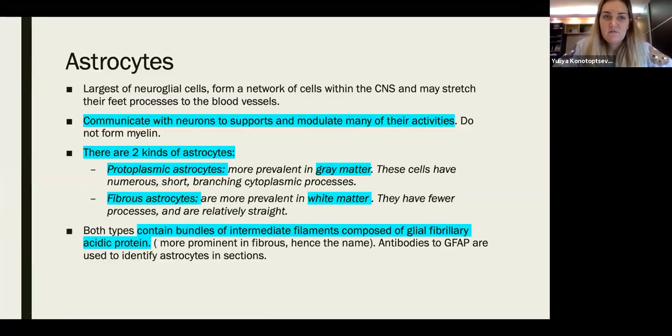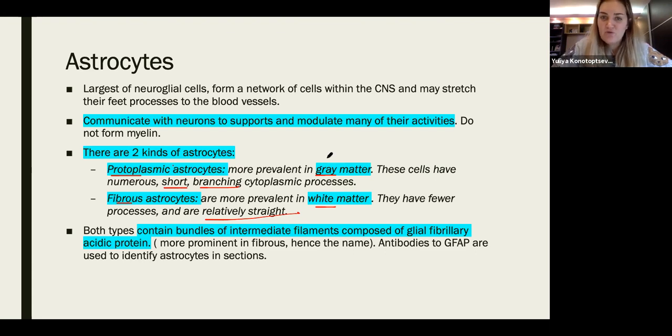Okay, astrocytes. These are the most common, the most dominant neuroglial cells in the CNS. There are two types of astrocytes. We have the protoplasmic and fibrous astrocytes. The difference between them is the location. Protoplasmic astrocytes are sitting in the gray matter. Fibrous are sitting in the white matter. Protoplasmic astrocytes have very short branching cytoplasmic processes. So you will see it. Fibrous have relatively straight processes, so they're not branching.